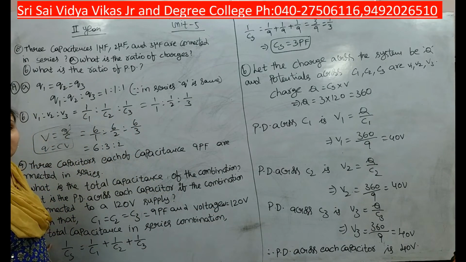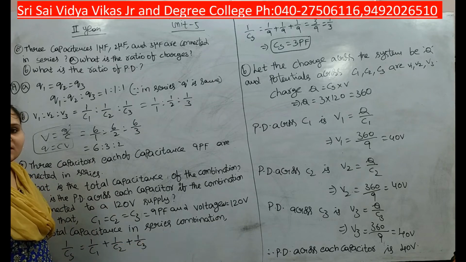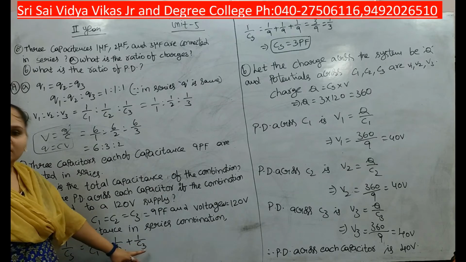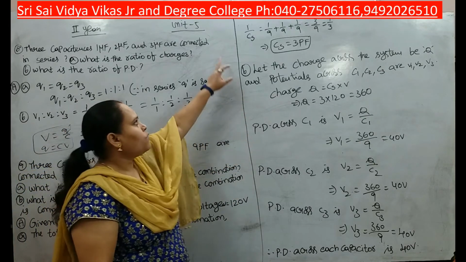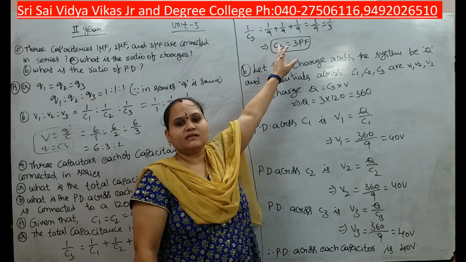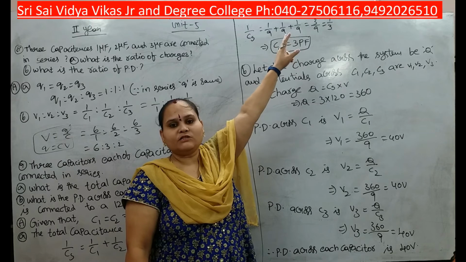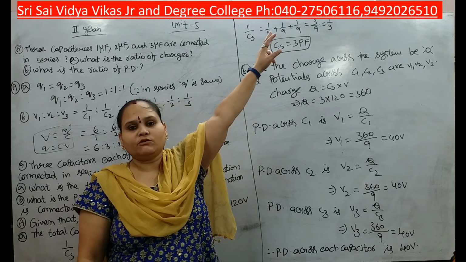Now, the total capacitance in a series combination is 1 by Cs equals 1 by C1 plus 1 by C2 plus 1 by C3. Substituting, 1 by Cs equals 1 by 9 plus 1 by 9 plus 1 by 9. That will be equal to 3 by 9, that will be equal to 1 by 3.